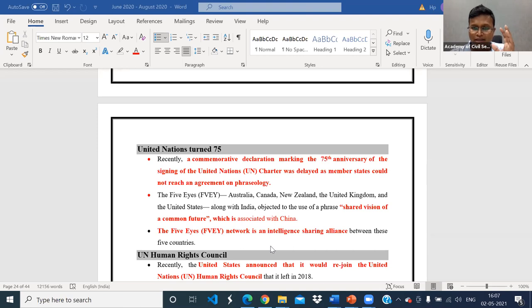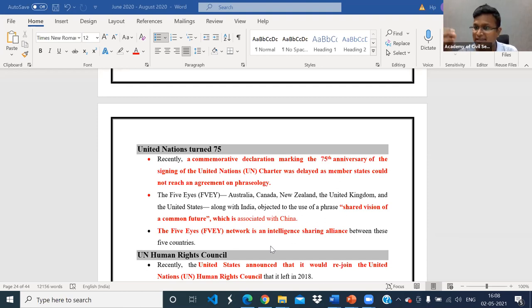Similarly, Australia, Canada, New Zealand, United Kingdom, and US. These five countries have together made an intelligence organization. This is known as the Five Eyes, F-V-E-Y. Five Eyes is an international intelligence organization.